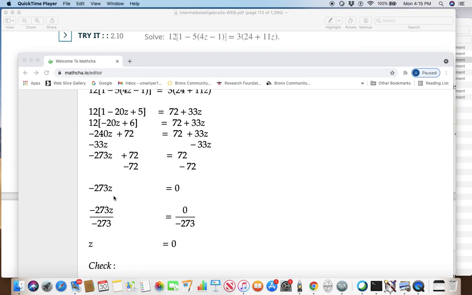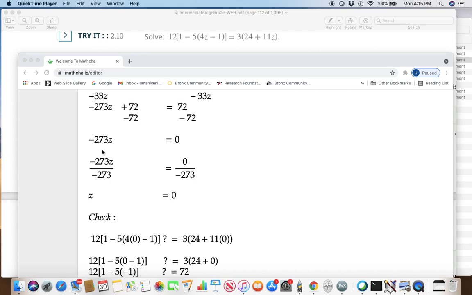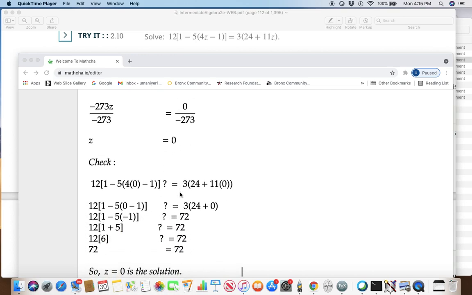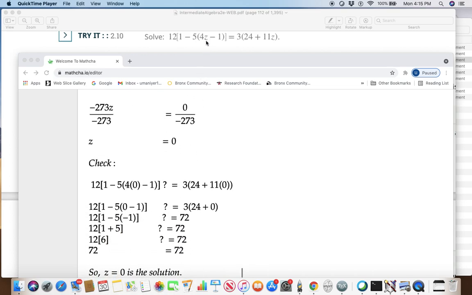Negative 273z. Divide both sides by negative 273. 0 over anything non-zero is 0. These two cancel. Z equals 0. Don't just stop here. Please check. Wherever you find z, replace it by parenthesis 0.